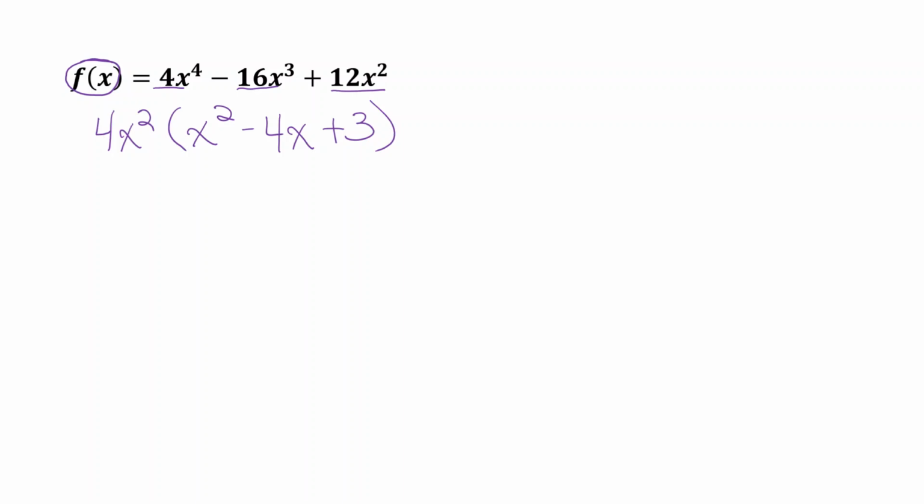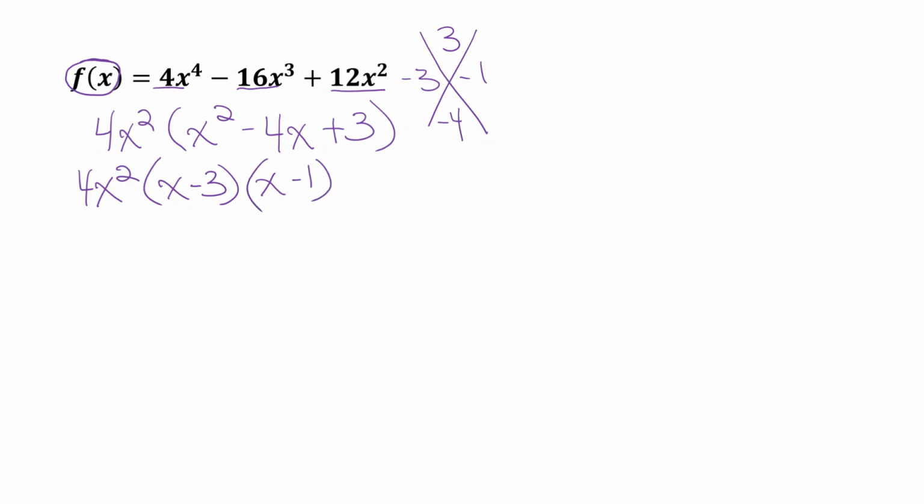I can continue to factor this next part. What two numbers multiply together to get 3 and add together to get negative 4? I know that's negative 3 times negative 1, because negative 3 times negative 1 is a positive 3, and negative 3 plus a negative 1 is a negative 4. So in the end, my factored problem would be 4x squared times x minus 3 times x minus 1.